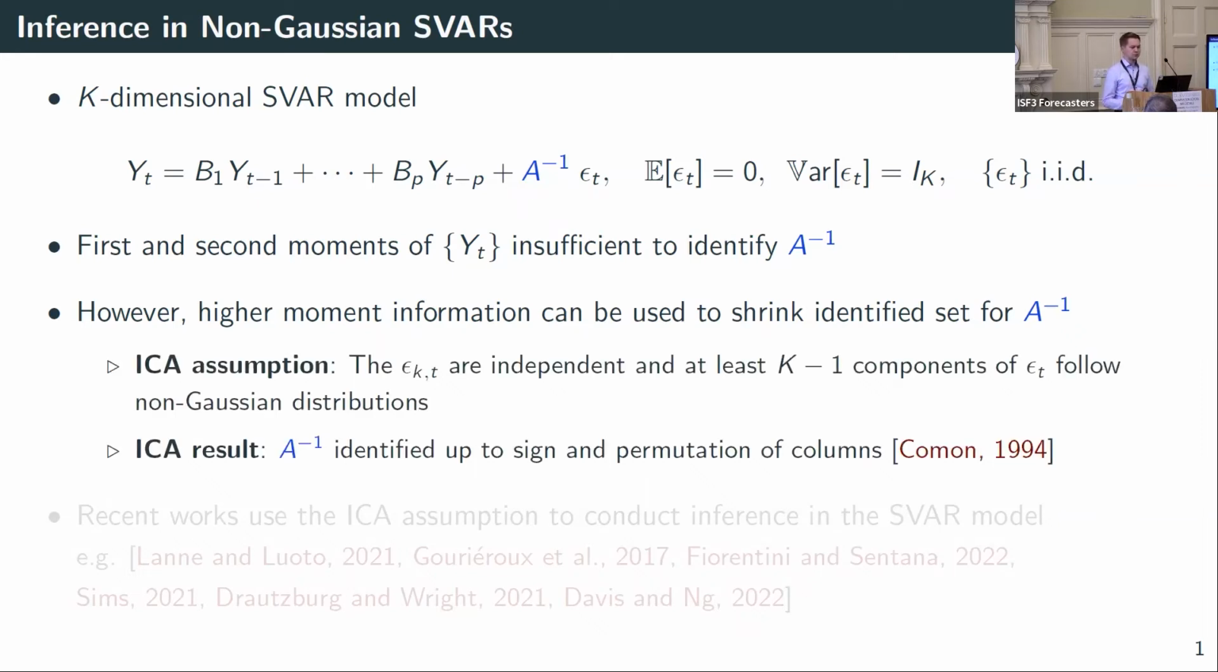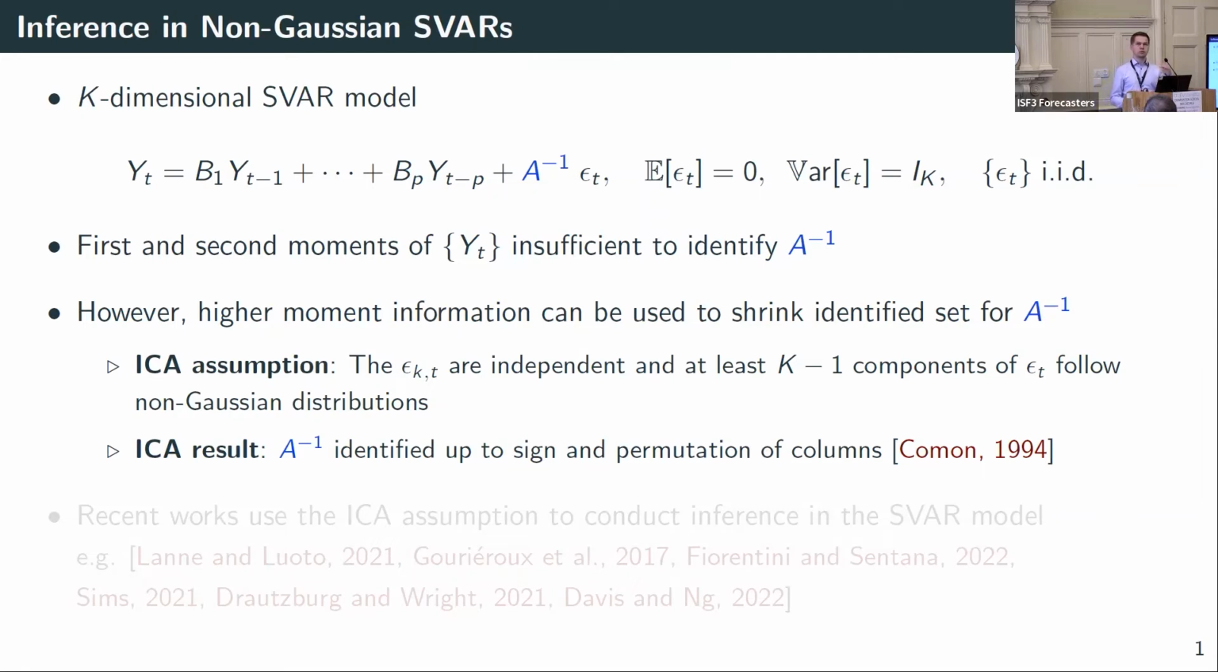And so the typical approach that is followed in the literature is that you make what's called the ICA assumption. This is called ICA because it comes from the independent component analysis literature, which originated in the signal processing literature dating back to this paper by Comon in 1994. So essentially, the typical approach goes as follows. You assume that the individual components of the structural shock vector, epsilon kt, are independent from each other, and that at least k minus one of these follow a non-Gaussian distribution. And if you have that, then you can show that you get statistical identification of this A inverse matrix up to sign and permutation of columns.